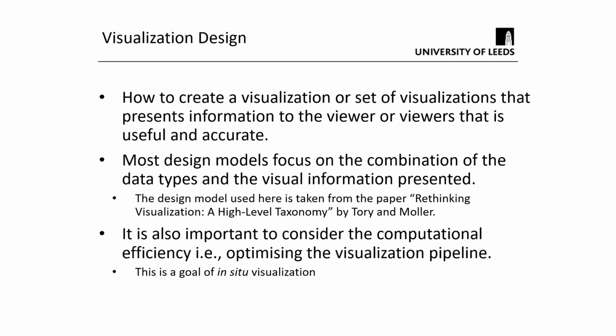Most design models focus on the combination of data types and the information presented. Is there too much screen clutter, that sort of thing? Have I got a segmentation technique that gets the key information, make it more obvious? So I particularly liked a paper by Tory and Möller a few years ago, which was kind of a high-level taxonomy to look at this.